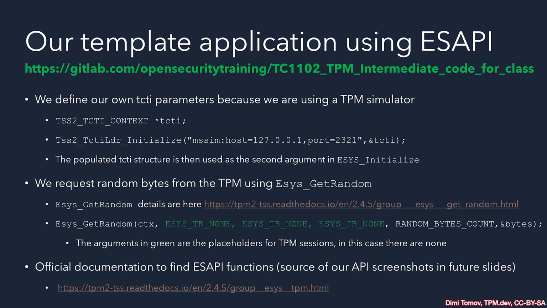So we need to create another pointer variable from this type, TSS2_TCTI_context, and we need to pass that variable to be initialized with a proper configuration string using the TSS2 TCTI loader initialize API. This is a separate API from ESAPI. This API is part of the TPM2 TSS. And here we say that we want to use the MSSIM TCTI library. We want to talk to the localhost, which is this IP address, one of the ways to say it. And then the port is the default one, 2321, and we want to be explicit about which one it is, just to make sure we have it set. Now, once this structure is initialized, we just pass it in the second argument of the ESYS_initialize call.